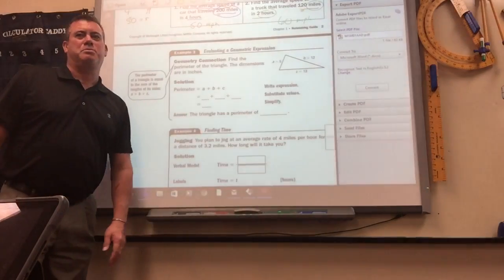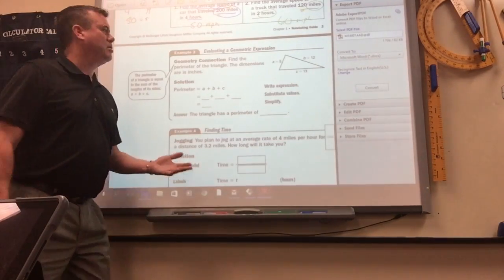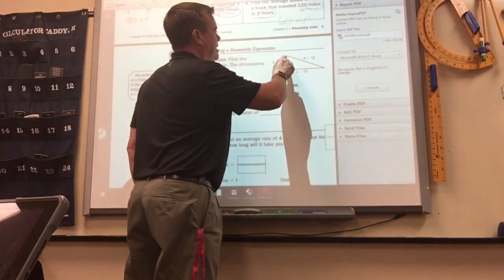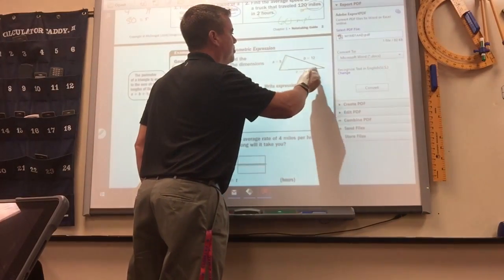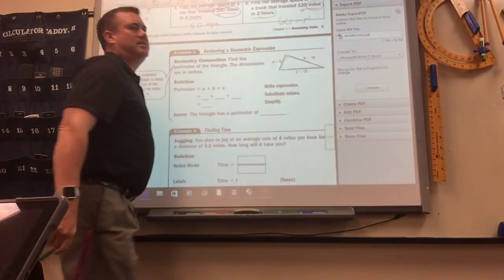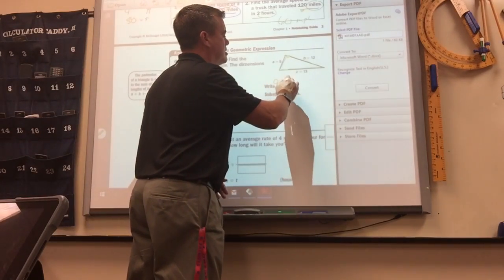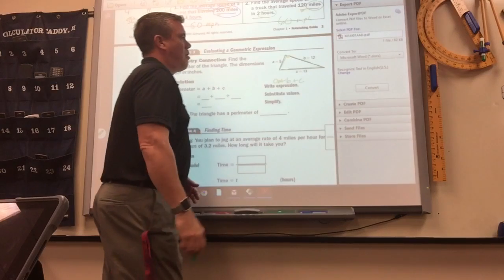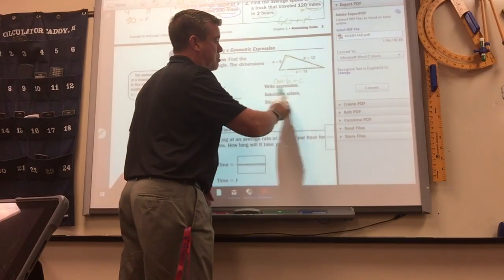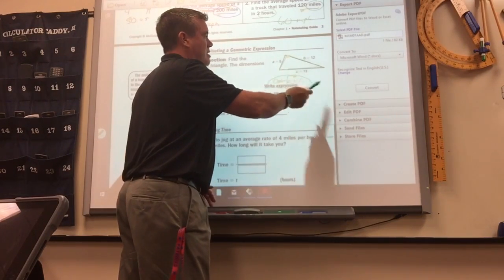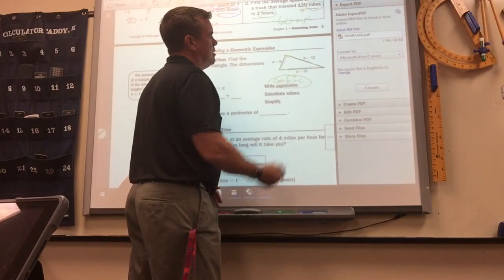Evaluating a geometric expression. Sounds hard, but it's simple. What would you do to find the perimeter of a triangle? Add all the sides. It's just A plus B plus C. So there's the expression, and we know what A, B, and C is. It's 5 plus 12 plus 13, which would be 30.